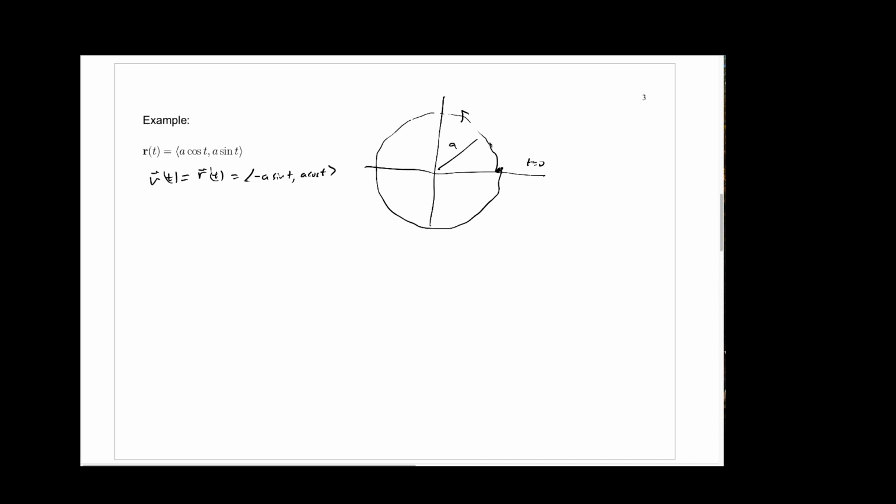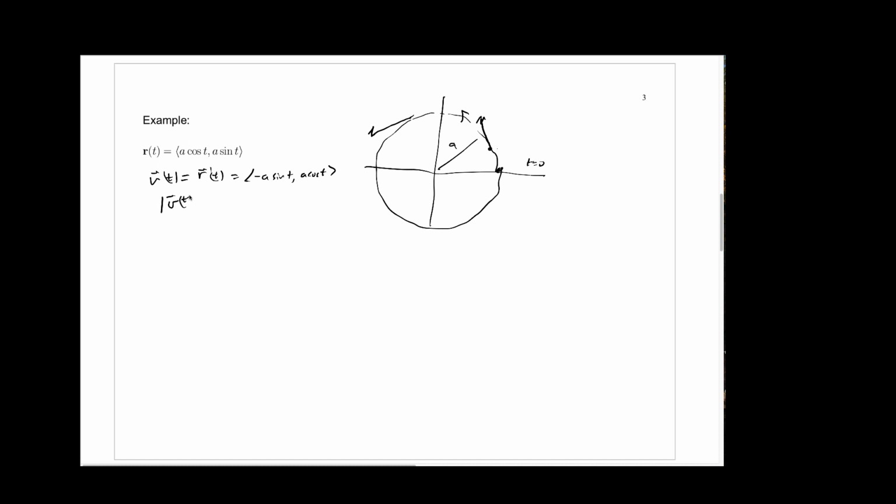This will be a vector at any point here that points in the direction. That doesn't really look like it points in the correct direction, so let's fix that. That points in the direction of motion. At any point, it will point in the direction of motion. And the length of the vector, you can compute very easily.